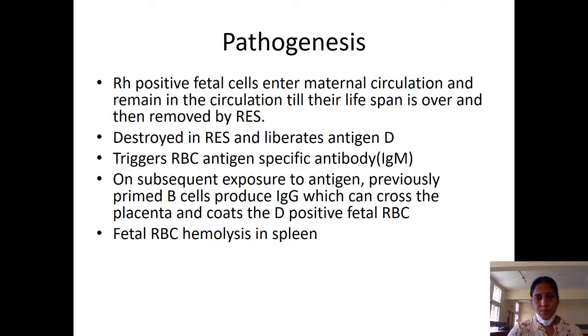On subsequent exposure to the same antigen, previously primed B cells now produce immunoglobulin G, a small molecule that can cross the placenta, and this can coat the D positive red blood cells, agglutinate the fetal red blood cells, and cause hemolysis. This fetal RBC hemolysis occurs in the spleen.